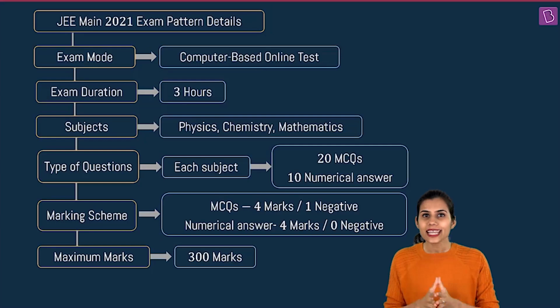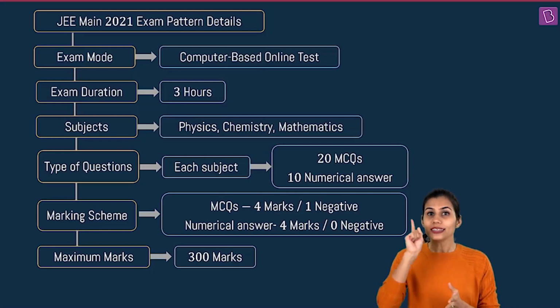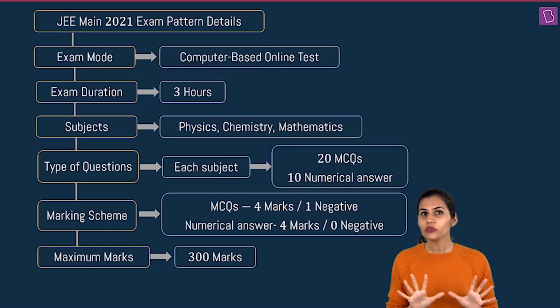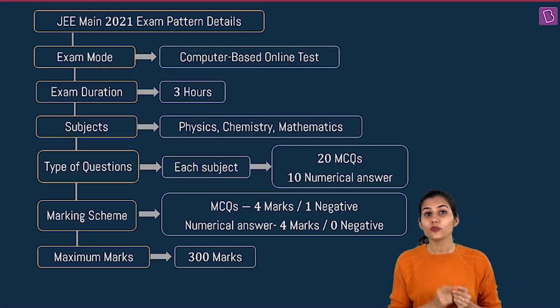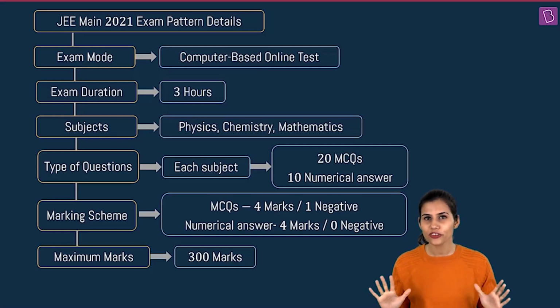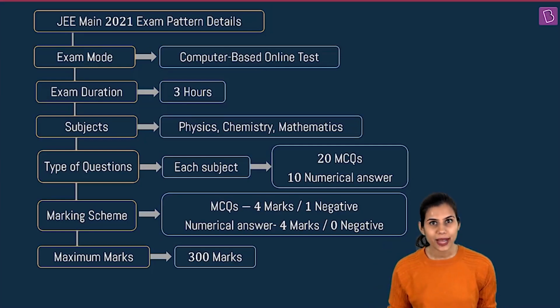Moreover, out of the 10 questions of Section B, you are strictly supposed to attempt any 5. So what do you get? 20 questions from Section A, 5 from Section B. That means 25 questions per subject, which makes it 75 questions for you to attempt in the paper. Alright, so this was all about the paper pattern.